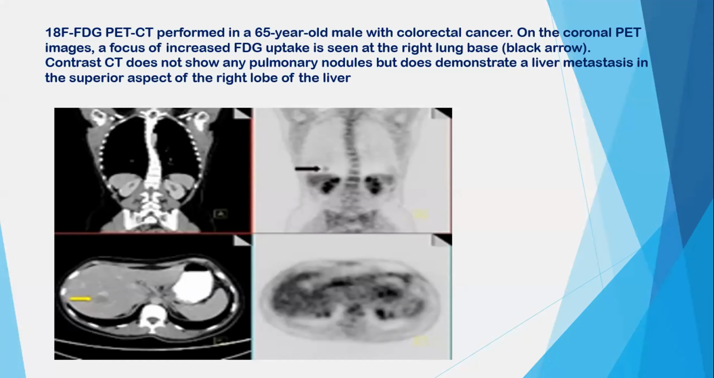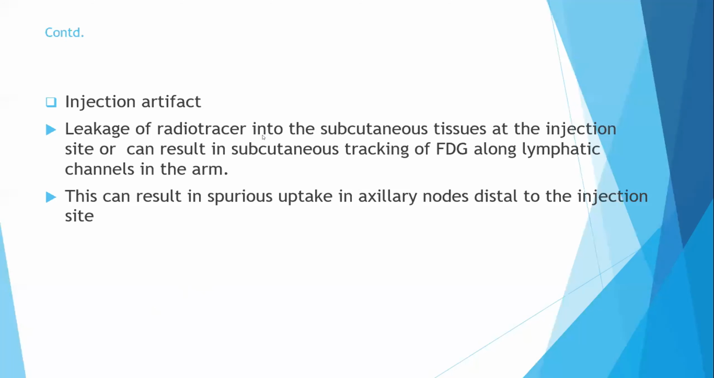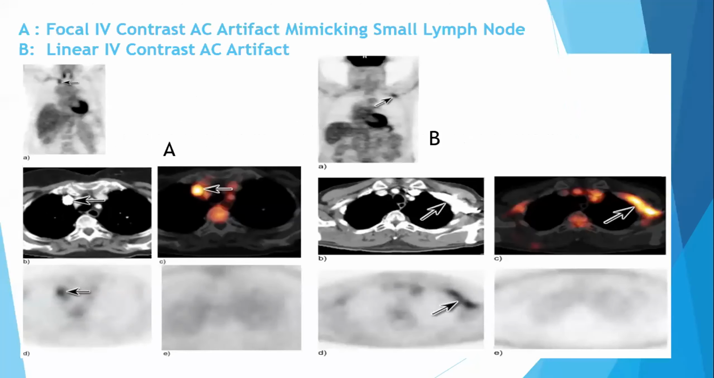We can see FDG uptake in the lung base, but in the CT, there is no lung lesion. The lesion is in the liver. It is due to misregistration artifact. Injection artifact, sometimes we see. There is a focal injection artifact which can mimic a lymph node, and a linear injection artifact. In those cases, we should see the non-attenuation-corrected PET image.